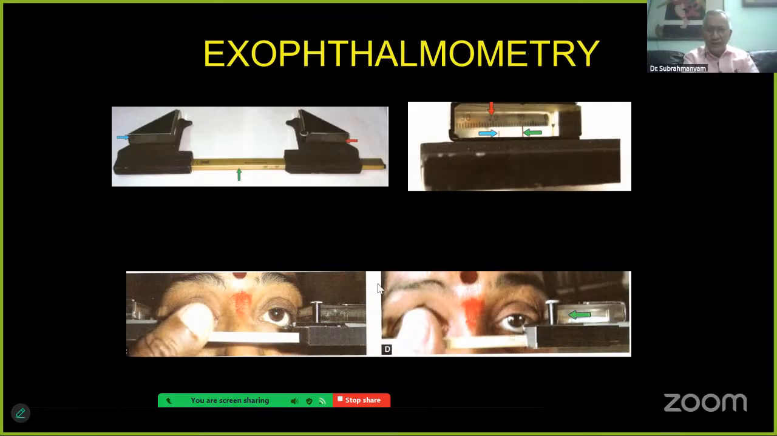So this is the Hertel's exophthalmometer. This is a fixed arm, and this is the sliding arm. This is the scale. You have two red lines. You have to make sure that both the red lines align, and then we are covering the unexamined eye with the thumb, and the profile of the cornea you are seeing against the scale, and that gives the reading.